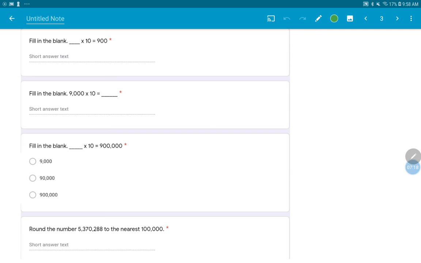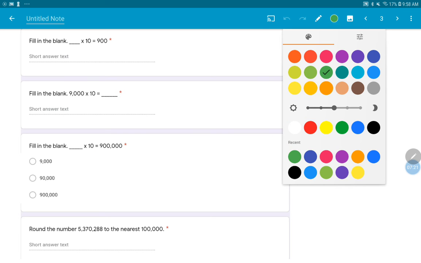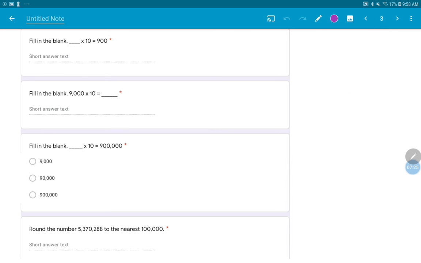All right, let's go to the next part. Here's what we've been working on in class the last few days. Fill in the blank. What times 10 equals 900, Jacob? What number times 10 equals 900? 9,000. Well, what'd you say first? 9,000. I'm looking for a number times 10 that equals 900. 90. If I write that down, 90 times 10 equals 900.